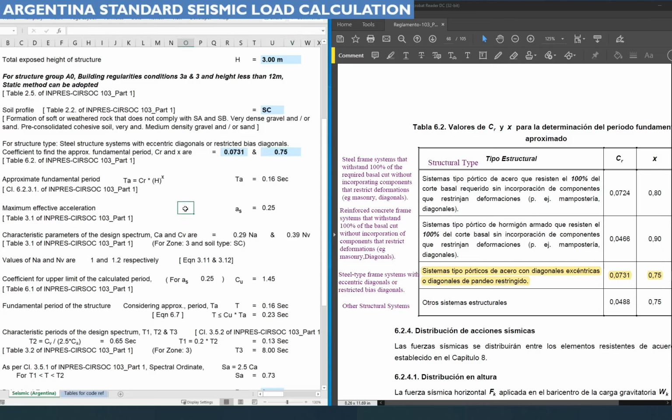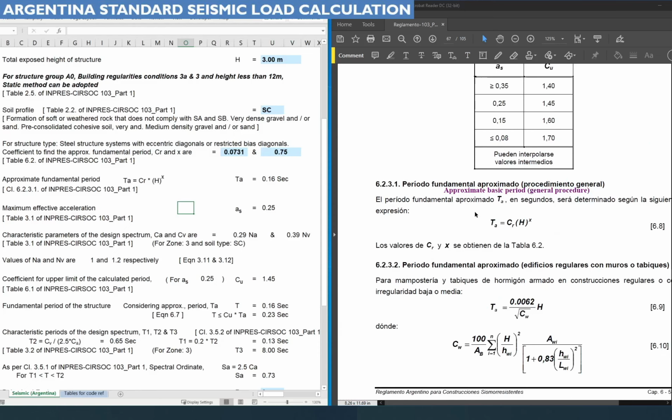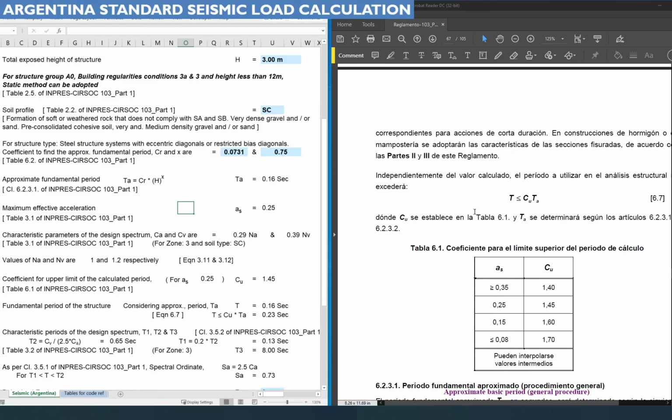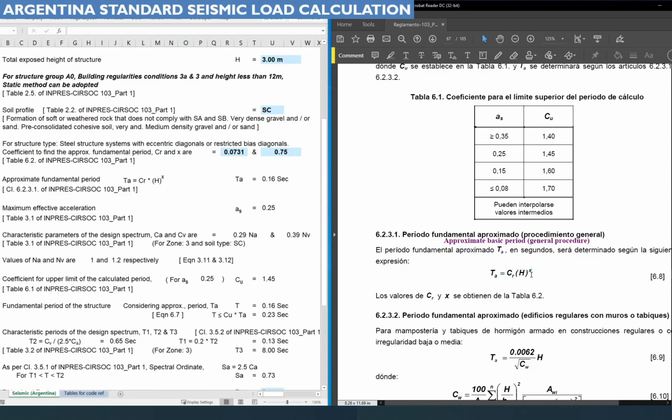And in order to calculate the approximate fundamental period, we need to refer to clause 6.2.3.1, page number 67. So here is the formula in equation 6.8. TA, the approximate basic fundamental period, is CR into H power X. The same way we had calculated it here in the left hand side Excel file. So I am getting 0.16 second by considering the height and the CR and X values.